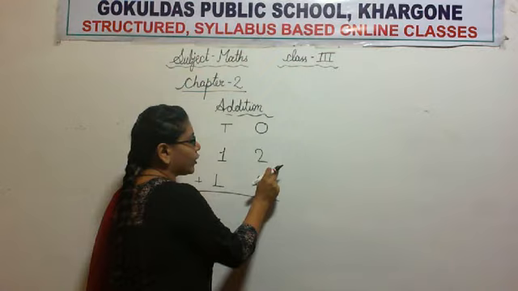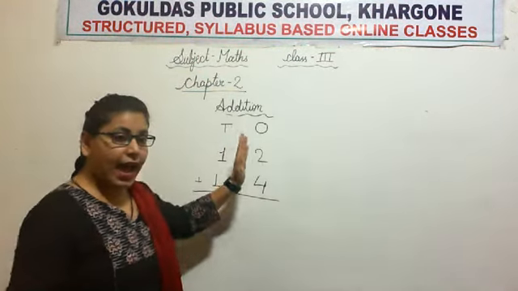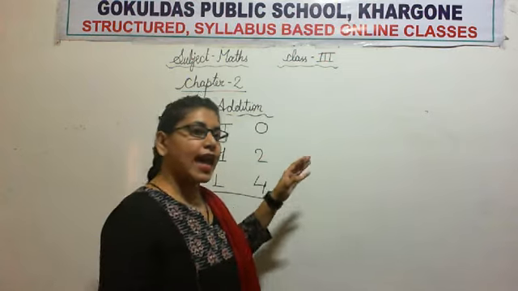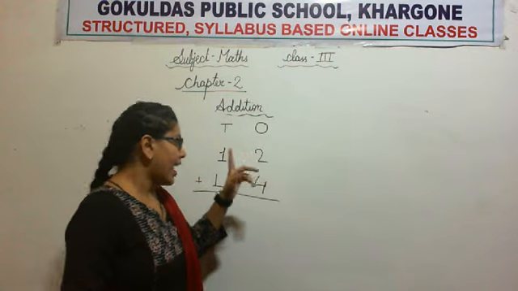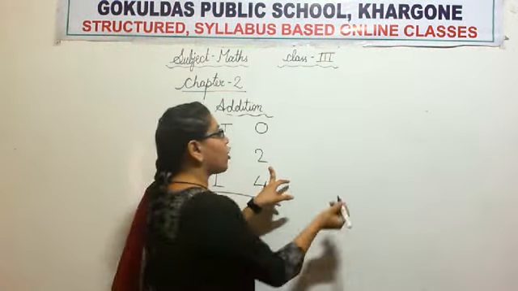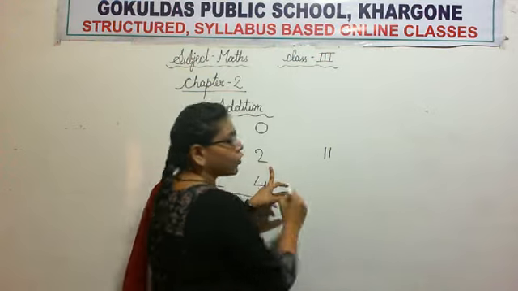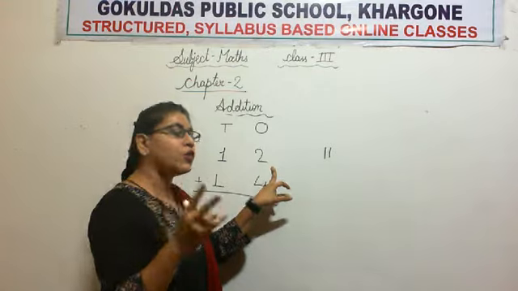So now we have to add 12 and 14. So how will we add? We will add ones in ones and tens in tens. So what is written here? 2. So we will draw 2 sticks. What is written here is 2, so we will draw 2 sticks.